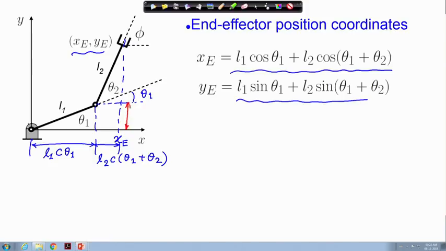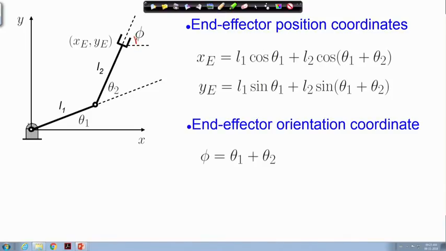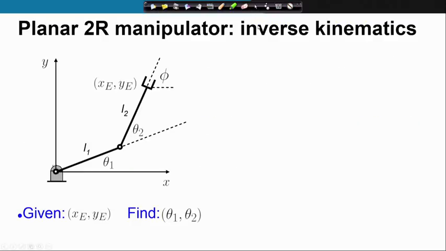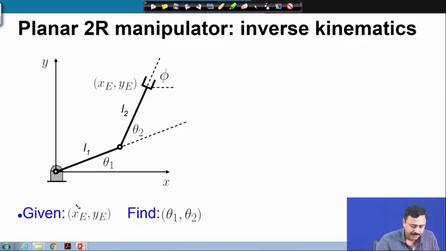which is this length, and add to that this length, which is L2 sin of theta 1 plus theta 2. That gives us ye. The end effector orientation coordinate given by this angle phi is theta 1 plus theta 2. So, the forward kinematics problem is fairly straightforward. Let us look at the inverse kinematics problem now. We are given xe and ye, which is the location of the end effector. We have to find out these angles theta 1 and theta 2.